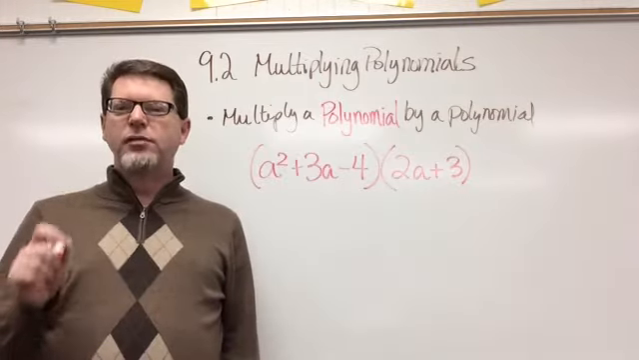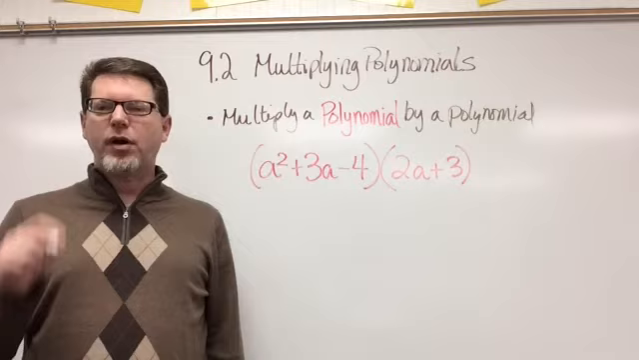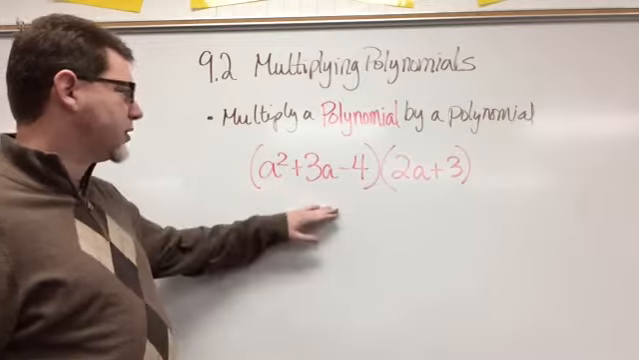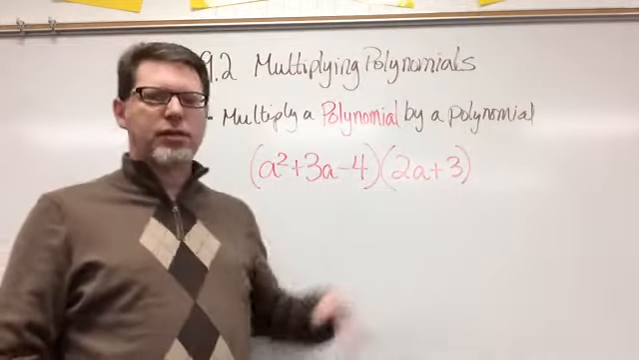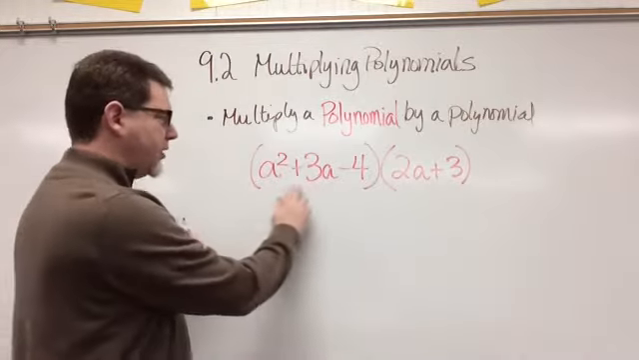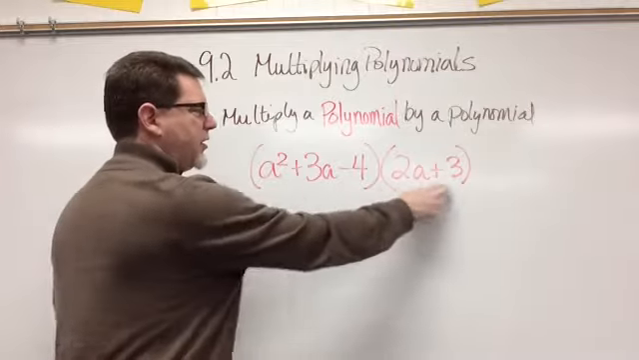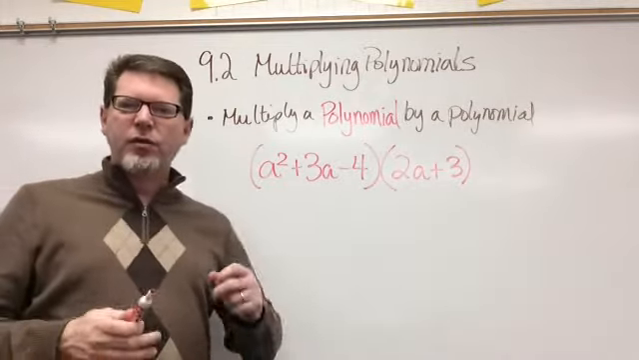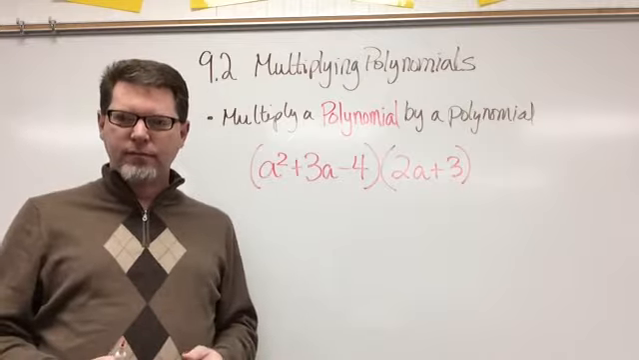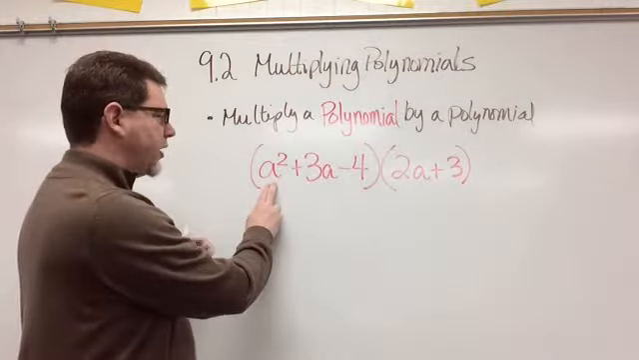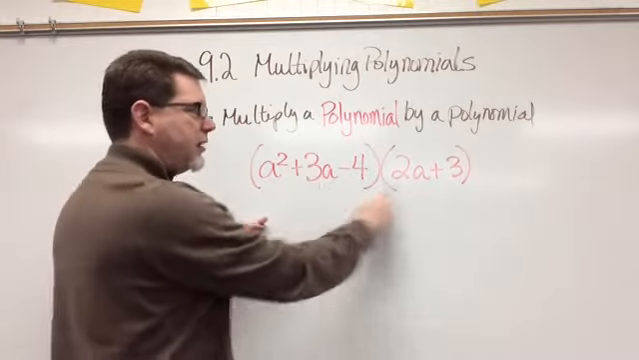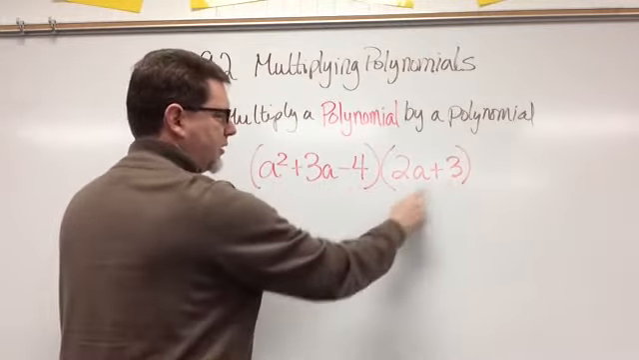The next thing we're going to look at is multiplying a polynomial by a polynomial. So I have a trinomial times a binomial: a squared plus 3a minus 4 times the quantity of 2a plus 3. Now in this case, what I'm going to have to do is multiply every term in the trinomial by every term in the binomial. And I'm going to caution you to do this in a very organized fashion. That is, I'm going to take a squared and multiply it by every term in the binomial, then 3a times every term, then negative 4 times every term.